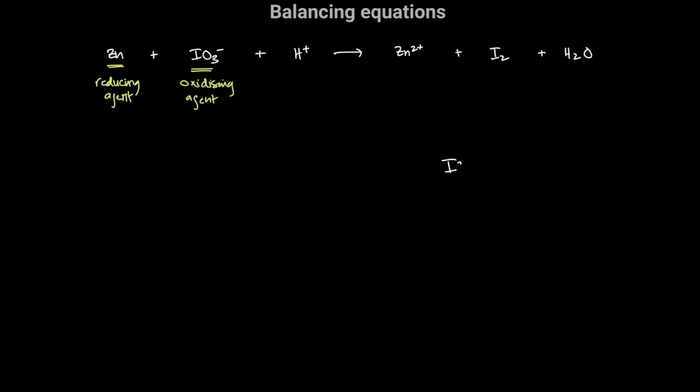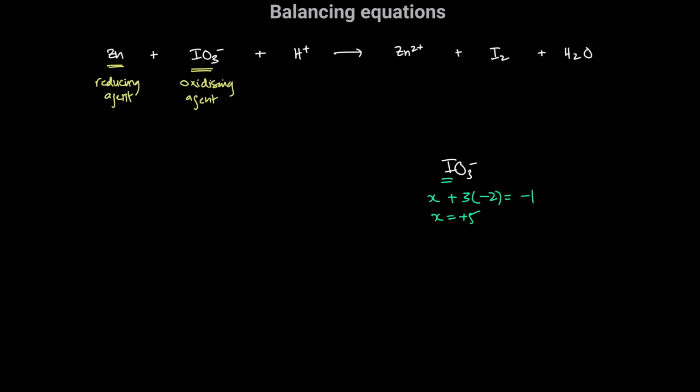If we have IO3-, we can say the oxidation number of iodine is X. We have 3 oxygens, each of which is -2, and the overall oxidation number is just the charge, which is -1. So we get X is equal to +5. What we can see here is that the oxidation number of iodine is decreasing from +5 to 0. So iodate(V) is the oxidizing agent.